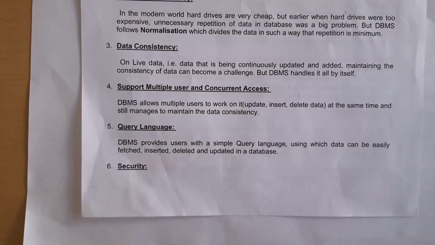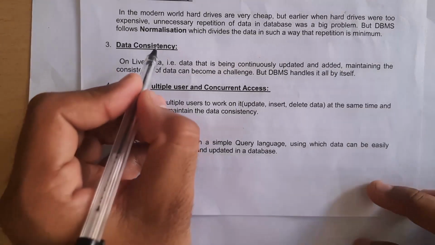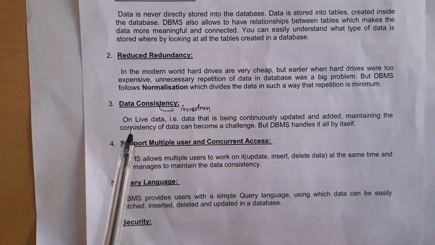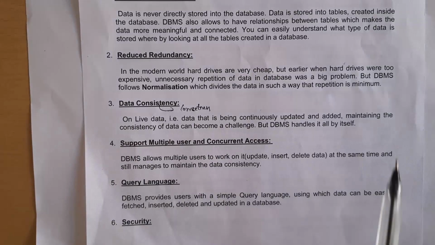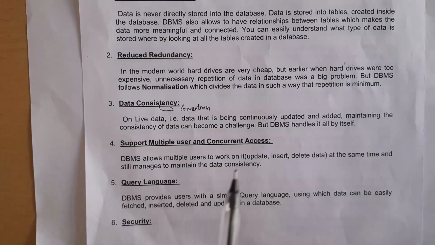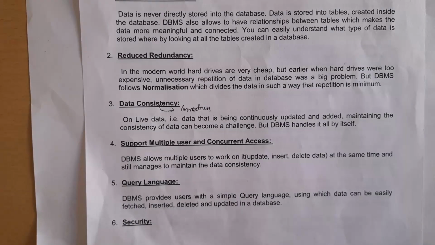Third feature is data consistency. The meaning of consistency is correctness. On live data, data that is being continuously updated and added, maintaining the consistency of data can become a challenge. But DBMS handles it all by itself. Guys, in a database we will store a huge amount of data. So maintaining correct data inside a database is one of the challenging tasks.